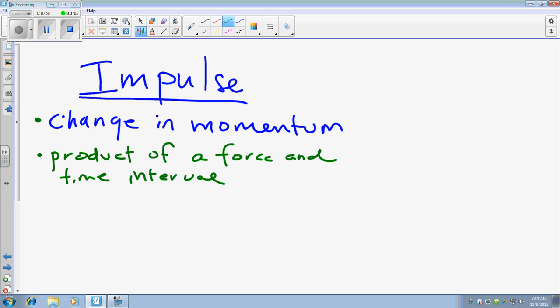The impulse equation is going to be our force multiplied by our change in time, which remember is also going to be equal to our change in momentum. The change in momentum equation is going to be a change in velocity multiplied by the mass of the object.